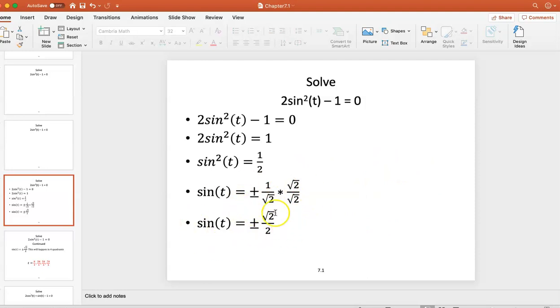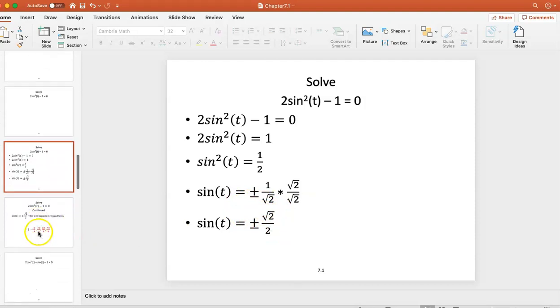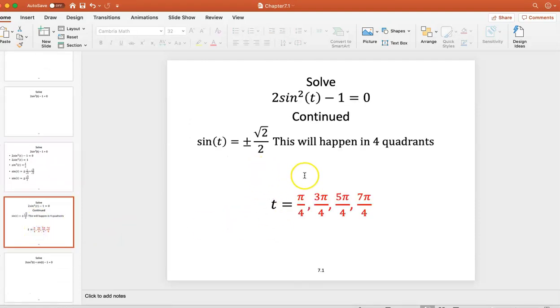This should be shouting out 45 degrees, pi over 4, to you. And if you do it, the first quadrant is pi over 4, in the second quadrant it's 3 pi over 4, third it's 5 pi over 4, and the fourth it's 7 pi over 4. Remember how those are, or you can look at your unit circle also.